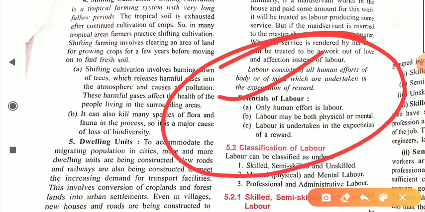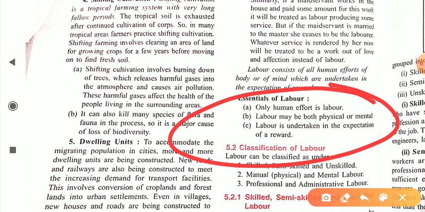Now, the essentials of labor. Labor is very important. First, only human effort is labor. Second, labor can be both physical and mental. And the third point is labor is undertaken in the expectation of reward. So these are the three basic essentials of labor. To become labor, one, human effort is required. Second, he is doing some mental work or some physical work. And the last is he is doing that mental or physical work only for reward. So these three points are essential to become labor.